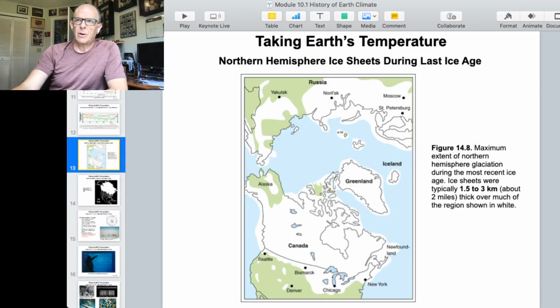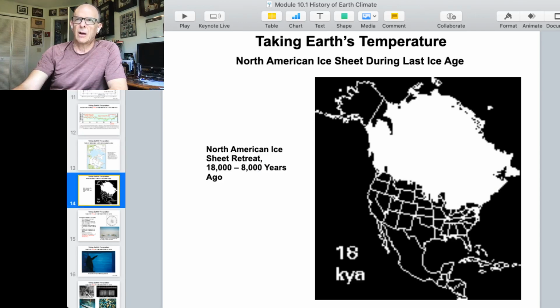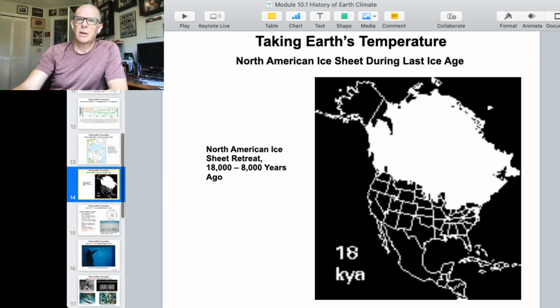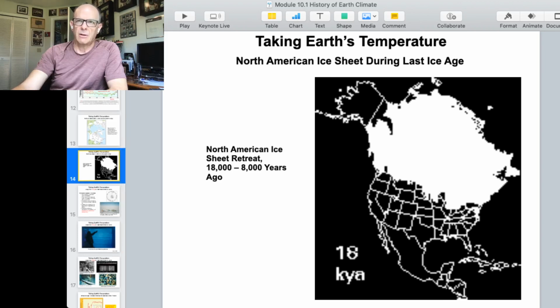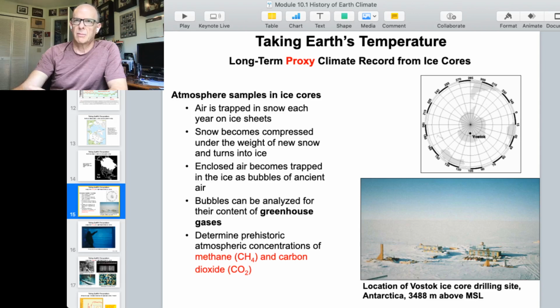Based on geologic studies, we also have evidence that the Earth is warming based on the extent of ice. So in the last ice age, we had ice sheets extending all over Canada and well into what is now the United States. And we're seeing these ice sheets retreat. This shows what it was like 18,000 years ago, up to the end of the last ice age about 8,000 years ago. And when the ice melted, temperatures are much warmer.